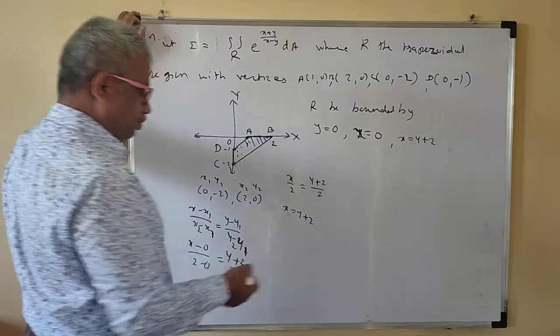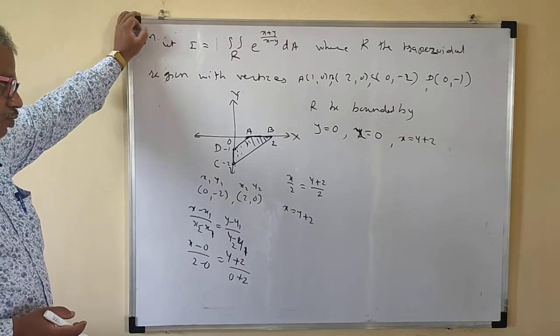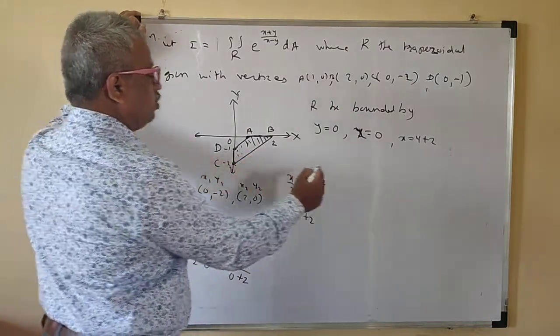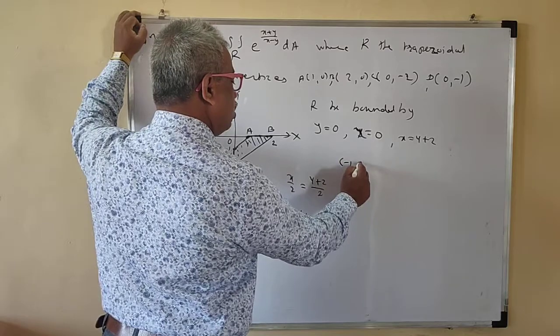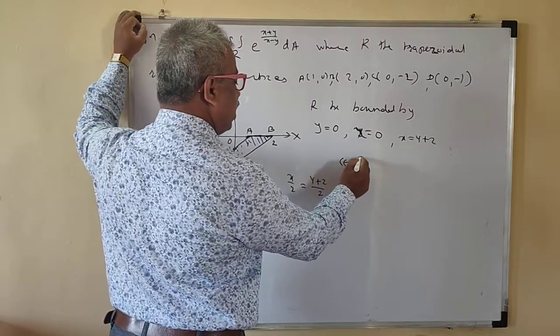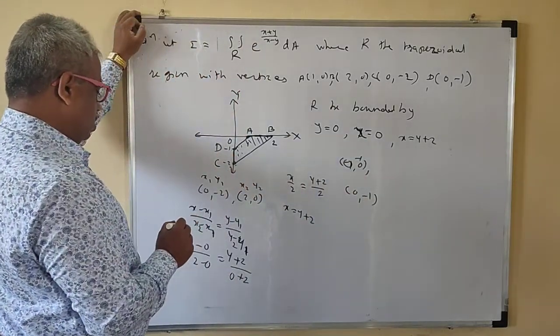We have to do this roughly. Anywhere in the rough page you can do this. Now we have found this equation. Now what is this? This point is 0 minus 1.